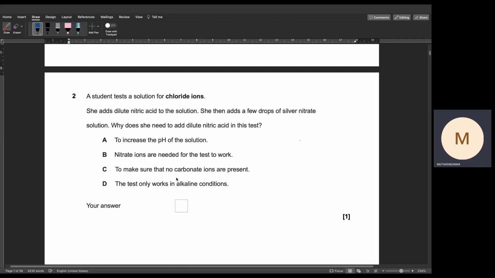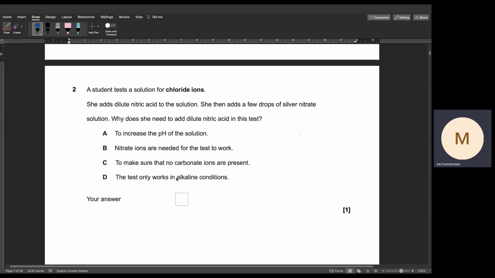Question 2. A student tests a solution for chloride ions. She adds dilute nitric acid to the solution, followed by a few drops of silver nitrate solution. Why does she need to add dilute nitric acid to this test? So the test for the halide ions is the silver nitrate test, AgNO3. But prior to adding silver nitrate, she's adding dilute nitric acid. So let's have a look at the options and we'll try and eliminate any obvious incorrect answers.